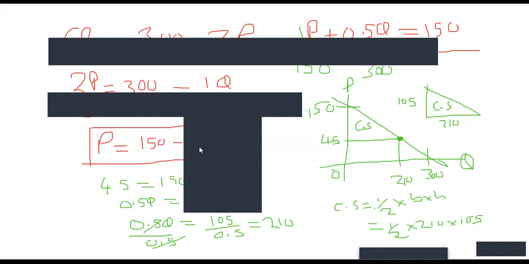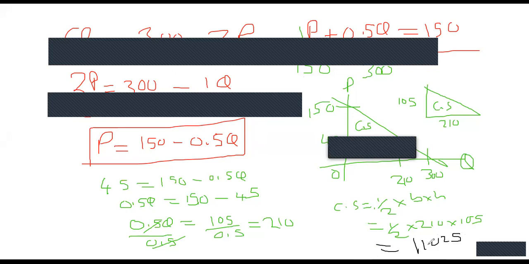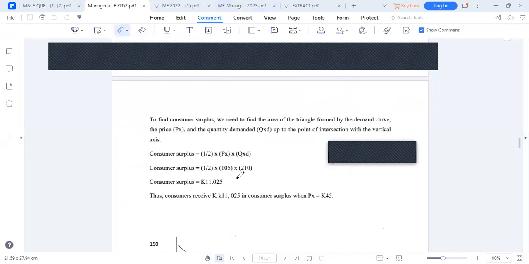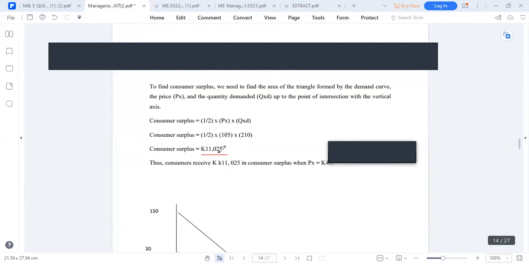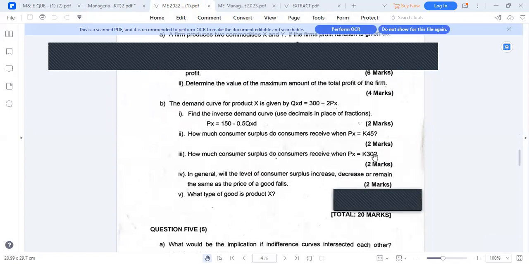So that is how we find the consumer surplus. 11025. Is that what we got in the miracle kit? Let us check. Yes, I showed this in the miracle kit. So 11025, I illustrated here and also illustrated there. So this is what we have found, the consumer surplus. Now, the second part of the question is asking, suppose instead the price was 30 kwacha. What is the consumer surplus? 2 marks.